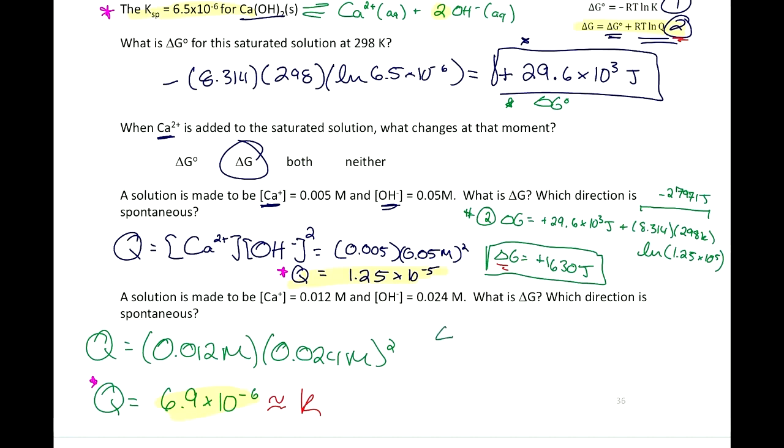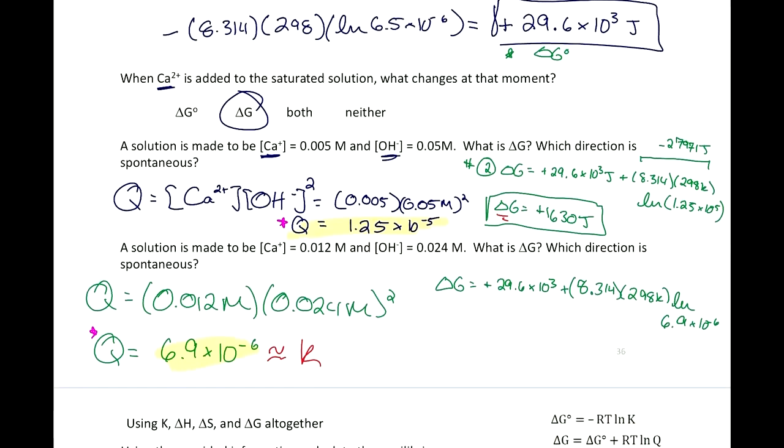So delta G is equal to delta G naught, which we already calculated, so 29.6 times 10 to the 3, plus 8.314, that's R, times the temperature, 298 Kelvin, times natural log of 6.9 times 10 to the negative 6. But again, that Q is really, really close to K. We should already be at equilibrium conditions. And so when you put that into your calculator, you do get a really, really small number.